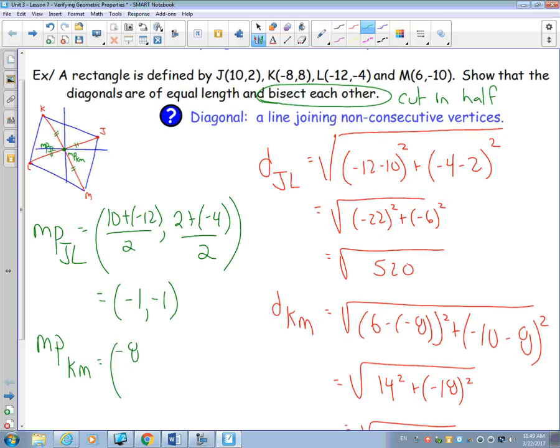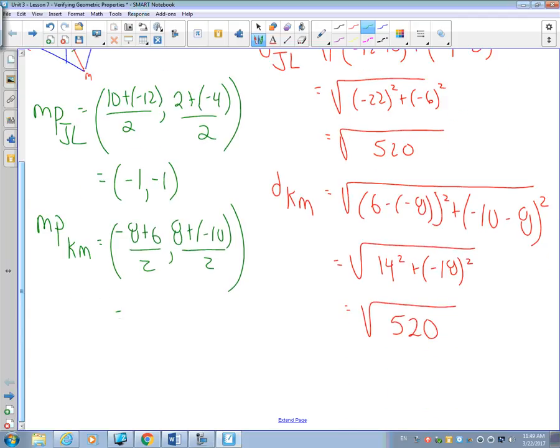Negative 8 plus 6 over 2, and 8 plus negative 10 over 2. What's that going to give us? It's going to give us negative 2 over 2, which is negative 1, and negative 2 over 2, which is negative 1. Hey, those are the same midpoints. So I've proven everything I need to. These diagonals are the same length, equal distance, and they cut each other in half. They have the same midpoint. That's all I was asked to figure out. So it's really just practicing our formulas here.